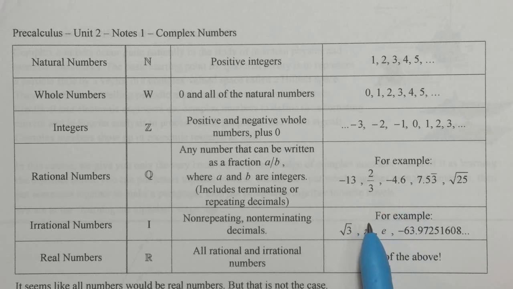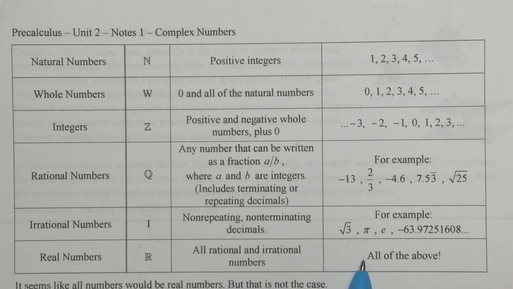Irrational numbers is the set of non-repeating, non-terminating decimals. So square root of 3 is a non-repeating, non-terminating decimal. Pi, Euler's number e, and any other random, non-repeating, non-terminating decimal. Those are irrationals. If we combine all of those together, we get the set of real numbers, all rational and irrational numbers. So all of the above.